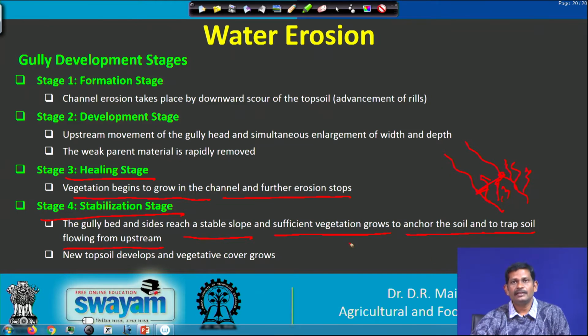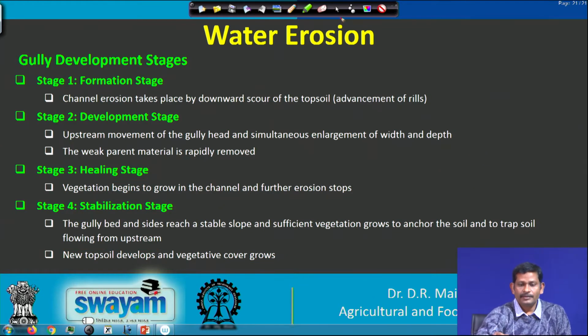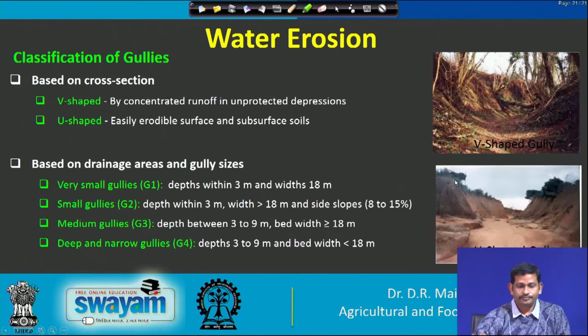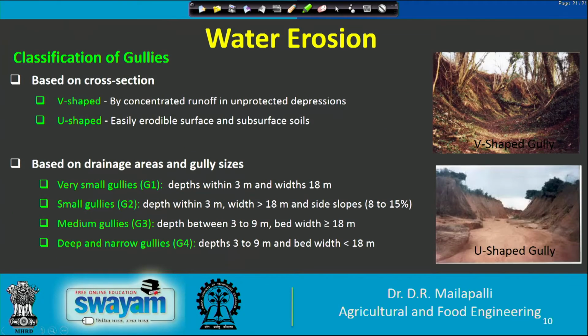Then finally, the gully is going to be stabilized with grass cover, and new topsoil develops and vegetative cover grows. This is the last phase of gully erosion. And then the classification of gullies is basically based on the cross section.